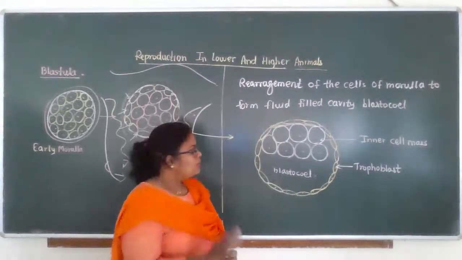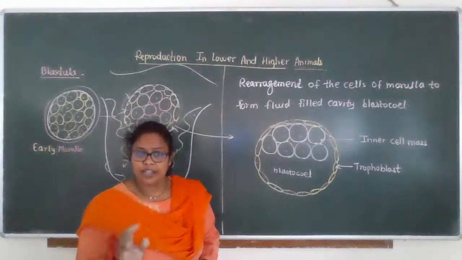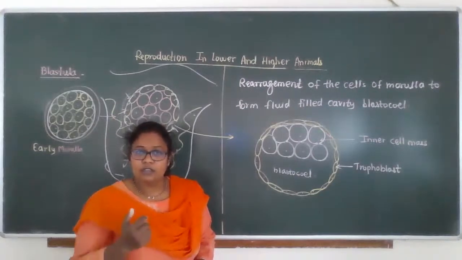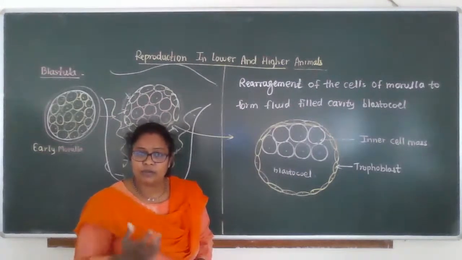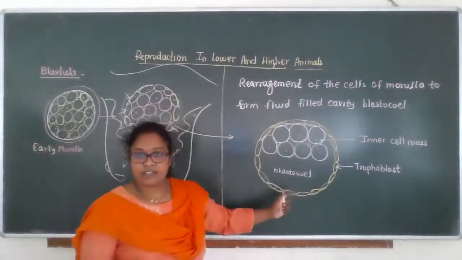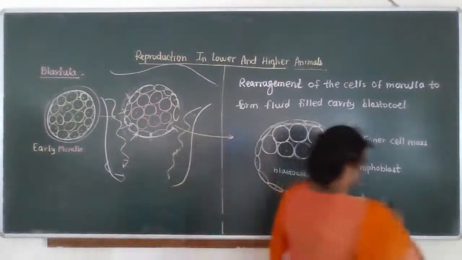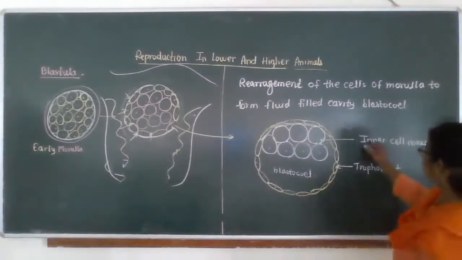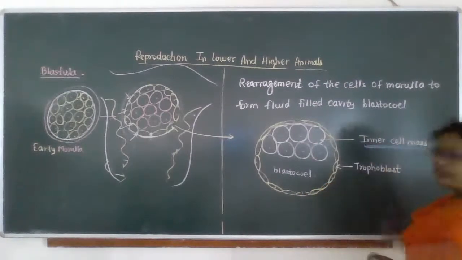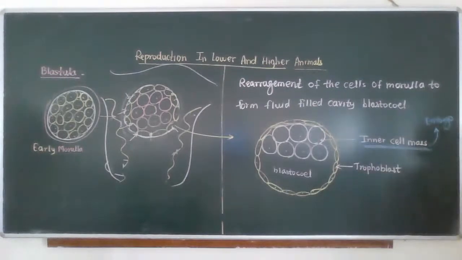So this is a very important point. Now we are trying to solve our mystery: how is a multicellular organism formed from a single cell? So listen carefully, it is a very interesting point. This inner cell mass is responsible for the formation of the future embryo. From the inner cell mass, the embryo gets formed.